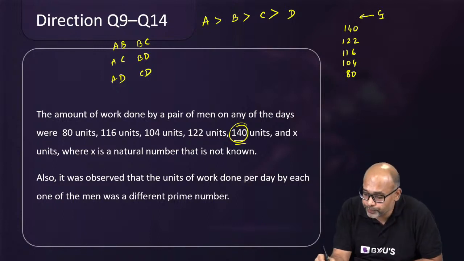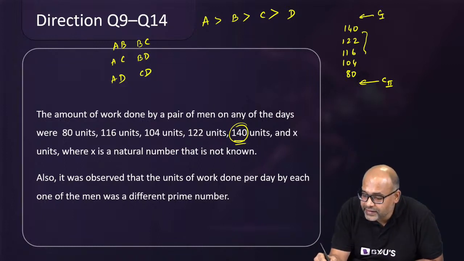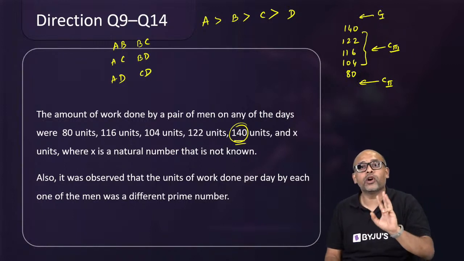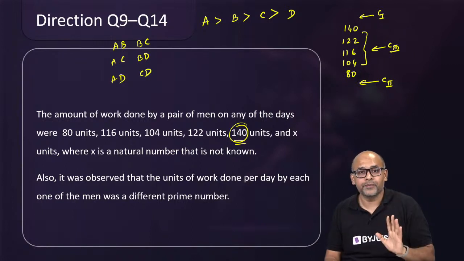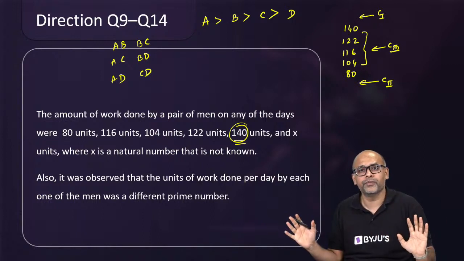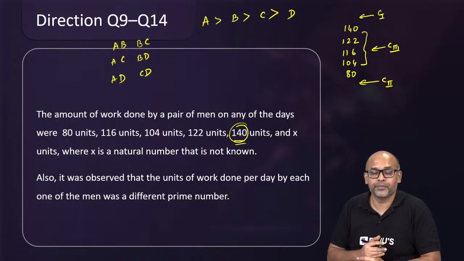Case number 2, x is the least possible value. And case number 3, x is in between. X can be anywhere in between. I will call it case number 3. Do you agree? These are the 3 possible cases. Broadly speaking, there is no 4th possibility at all. Yes or no?